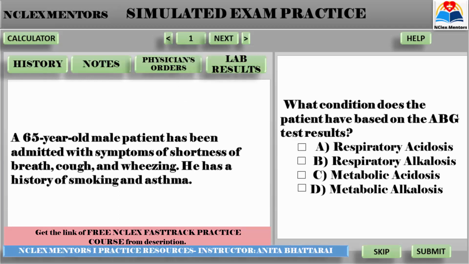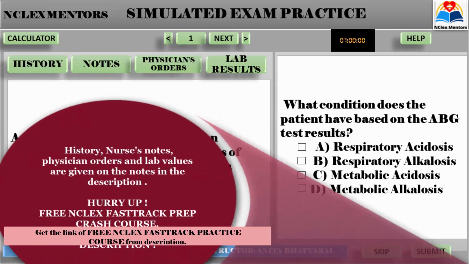What condition does the patient have based on the ABG test results? A. Respiratory acidosis. B. Respiratory alkalosis. C. Metabolic acidosis. D. Metabolic alkalosis.